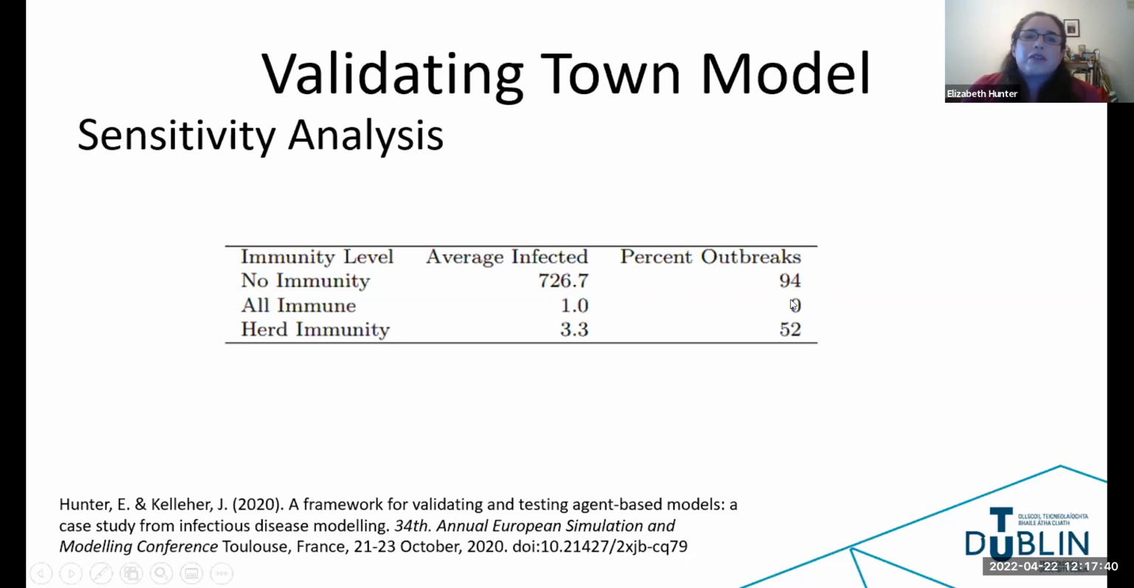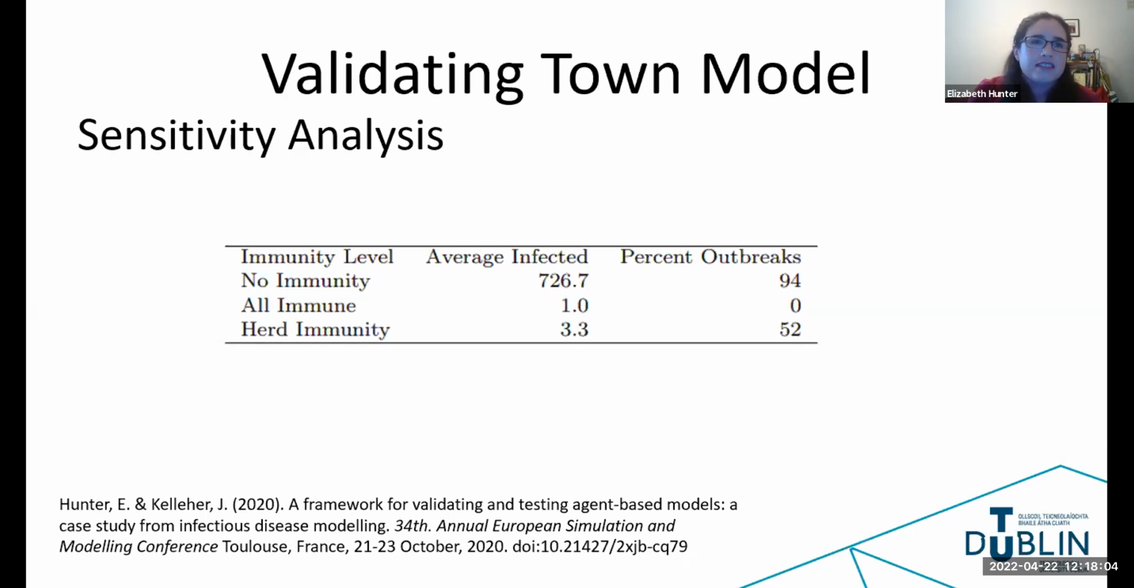And for herd immunity, we see that on average 3.3% of agents are infected, and 52% of runs lead to an outbreak. And we think that is valid, that we see some spread, but not a lot, that the outbreak can't really take off when we have herd immunity. We see this with the low number of infected. So we think with our model, the immunity in the model is acting as expected.